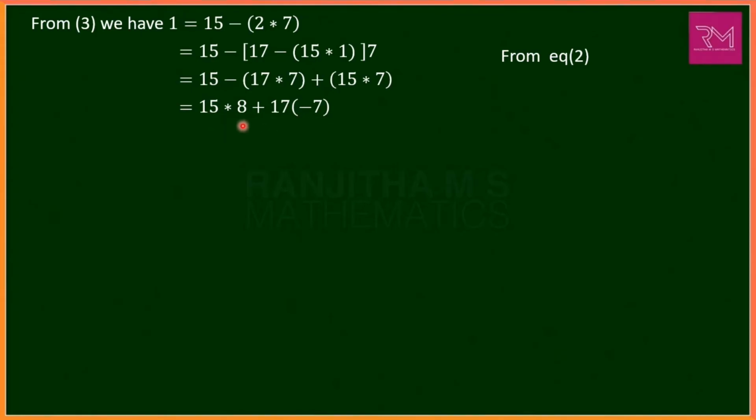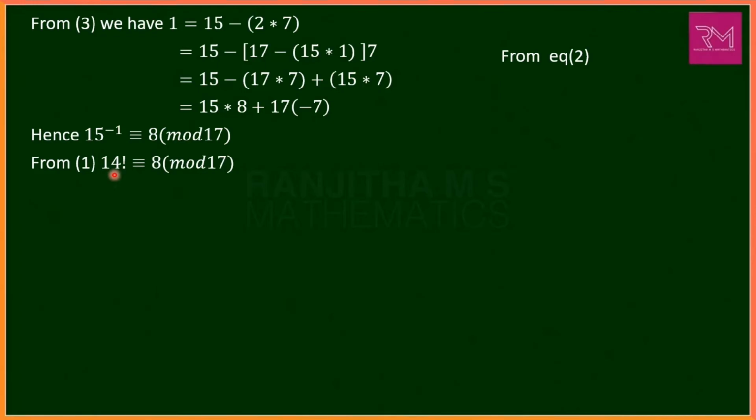Here we have to apply this value under modulo 17. Therefore this value becomes 0. Here 17 divides 17, which is satisfied. Therefore 17 into minus 7 is congruent to 0 mod 17. Therefore we get the remaining value as 1 is equal to 15 into 8, or we can write this as 15 inverse is congruent to 8 under modulo 17. Therefore we can conclude that the 15 inverse value is 8 under modulo 17.